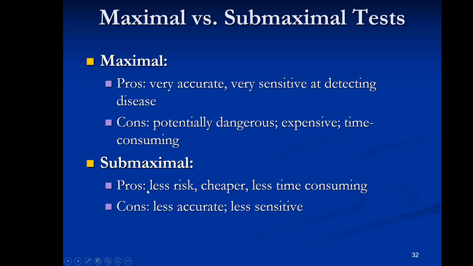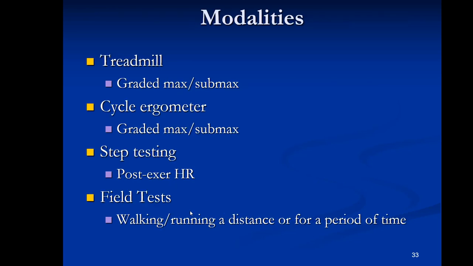For submaximal, the good thing is they're less risky. They're cheaper, less time-consuming, and the trade-off is they're less accurate and less sensitive. As far as modalities of exercise testing for aerobic fitness, we can do a treadmill. We can do graded, maximal, or submax. We can do the same thing with a cycle ergometer, a maximal test or a submaximal test. Step testing, commonly, like I said, we measure the post-exercise heart rate. Other field tests, walking or running a distance for a period of time, like I said, the 1.5 mile run. There's also a 12-minute run. You see how far you can get in 12 minutes.